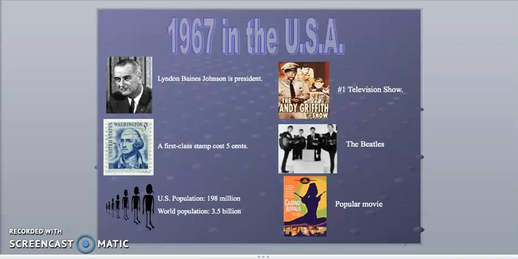So 1967 in the USA, what was life kind of like? Lyndon Baines Johnson is president at the time. A first-class stamp cost 5 cents. The U.S. population was 198 million, and the world population was 3.5 billion. The Andy Griffith Show was the number one TV show. The Beatles were extremely popular at the time, and a popular movie was Casino Royale.